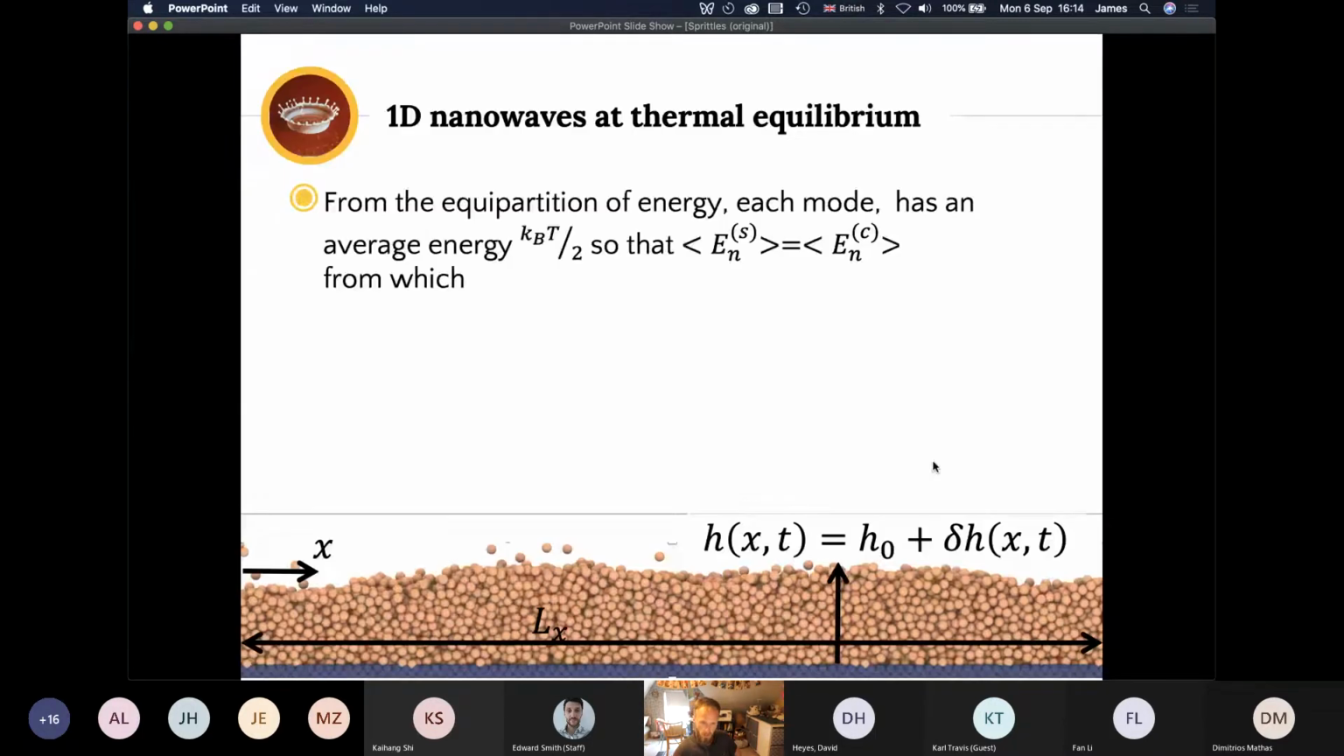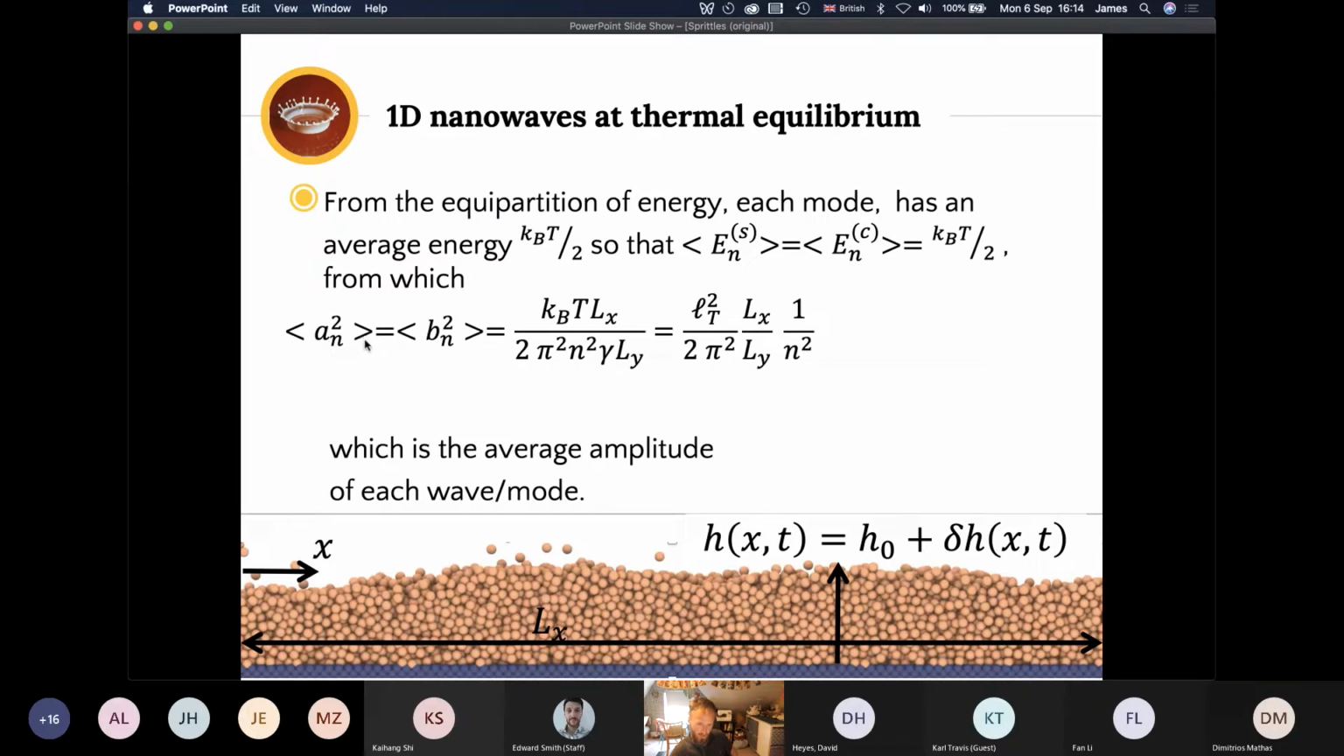Okay. And now we can use a bit of physics. We know that the ensemble average energy associated with each of these modes is kT over 2. And that gives us, therefore, the ensemble average of these coefficients, so essentially the variance of these coefficients, which tells us roughly how much this interface is fluctuating. Okay, so we have this expression here.